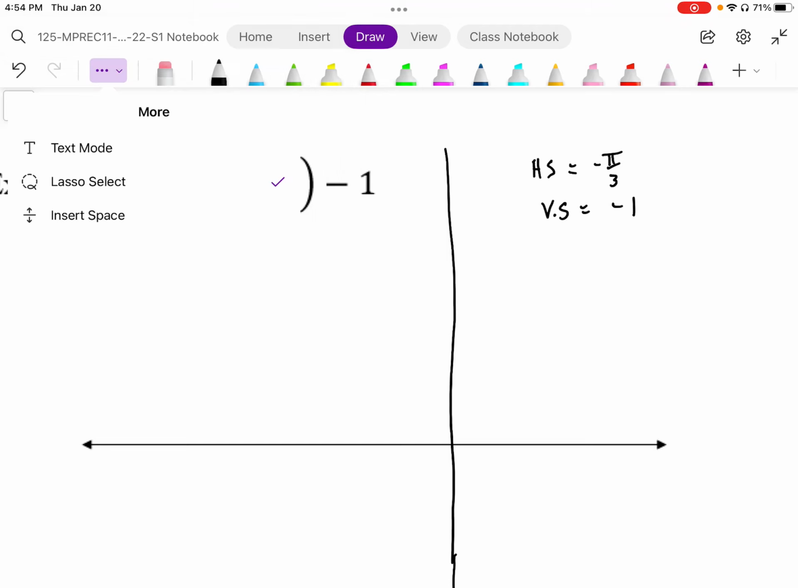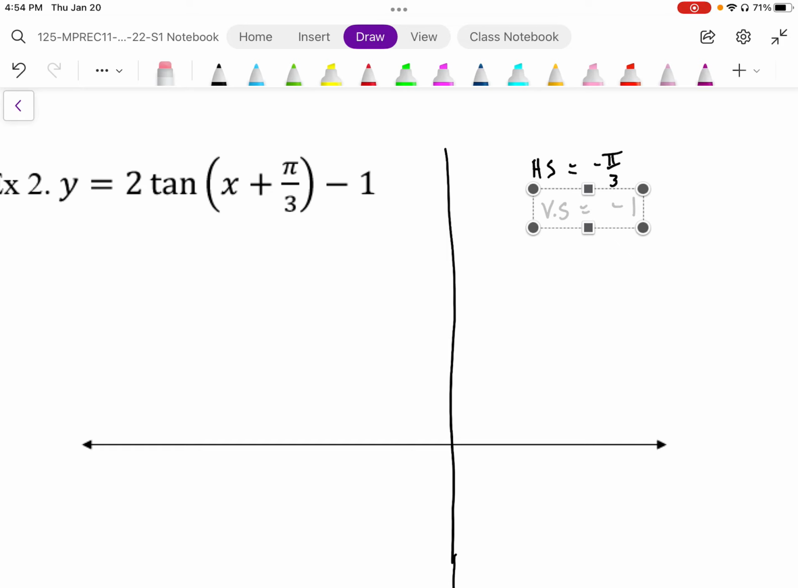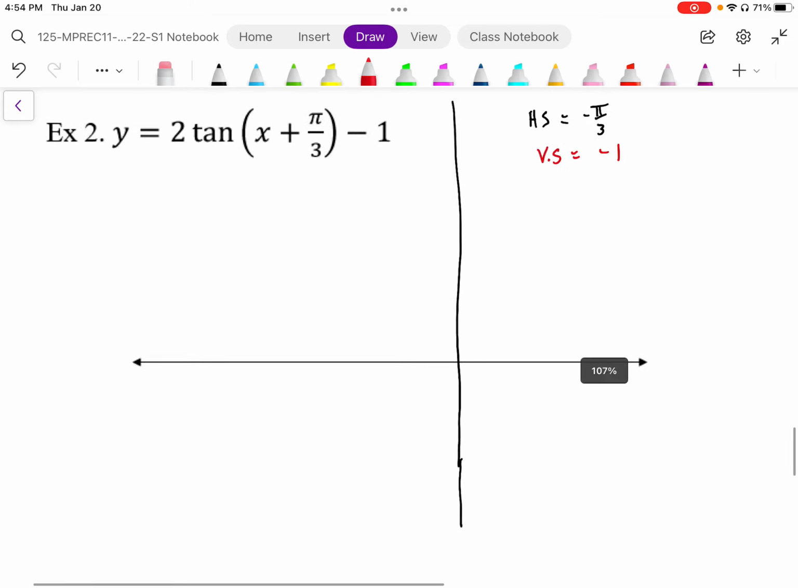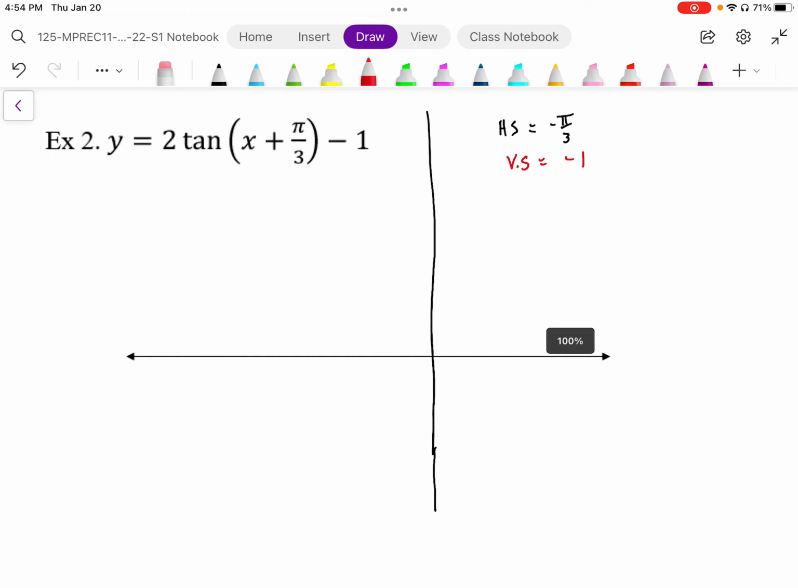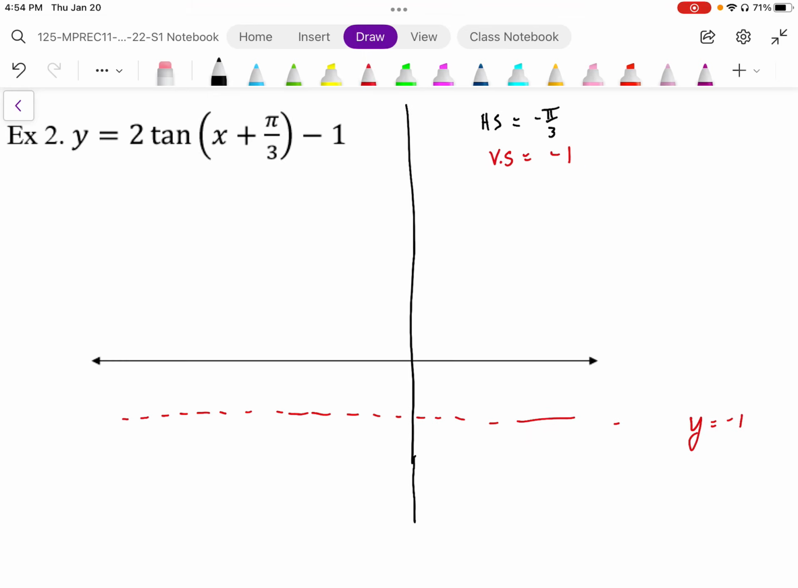I'm going to do this in a different color so I can keep track of my vertical differently from my horizontal. So I'm going to draw my vertical shift down 1. Okay, so I'm going to just draw that in like that. That's equal to y equals negative 1. My horizontal shift, I'm going to put some scale in here, and maybe I'm going to put that at right about here, and that point represents negative pi over 3. Okay, so this dot represents the center of the graph. So that's the most important.